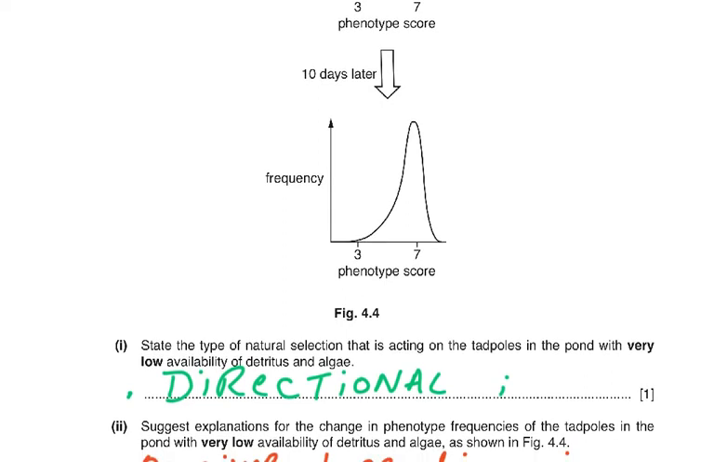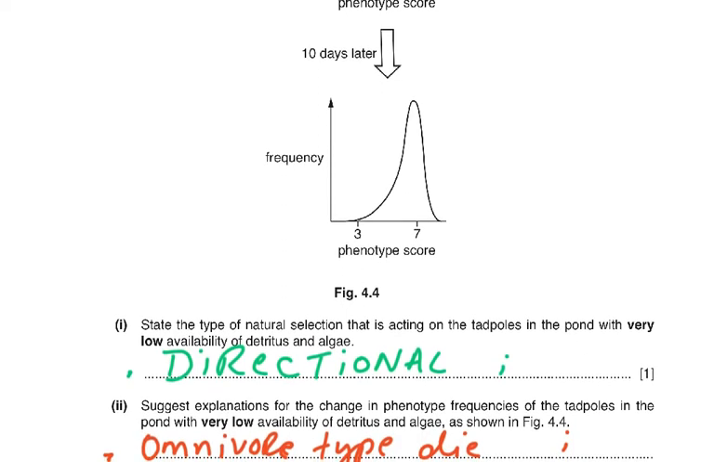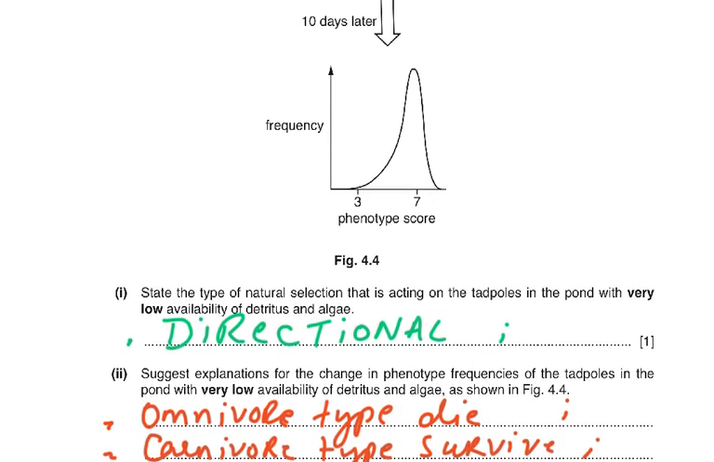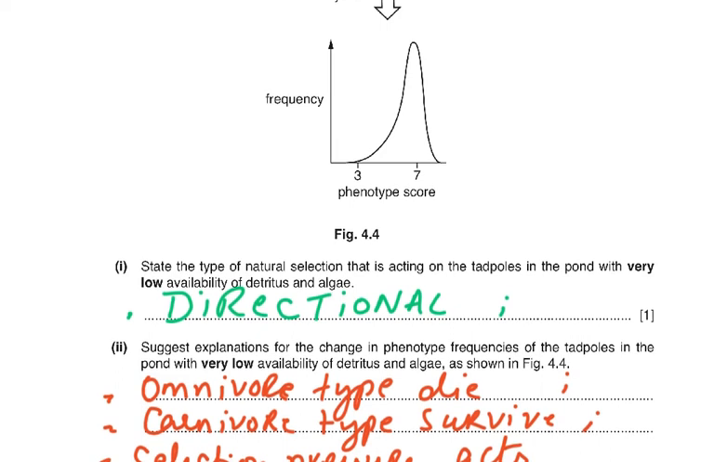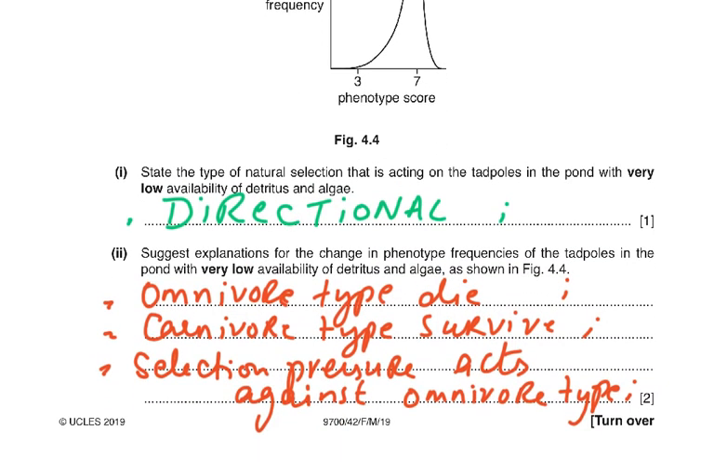State the type of natural selection that is acting on the tadpoles in the pond with very low availability of detritus and algae. This is called directional selection when the mean changes. So this is called directional selection. We all know that, you have to just name it. Then it says suggest an explanation for the change in phenotype frequencies of the tadpoles in the pond with very low availability.